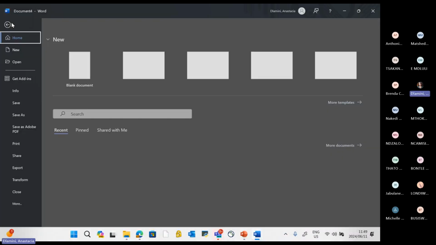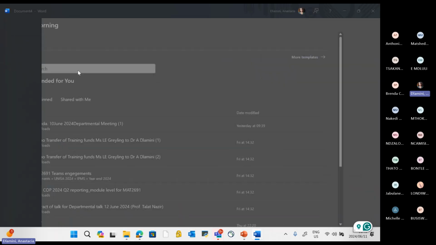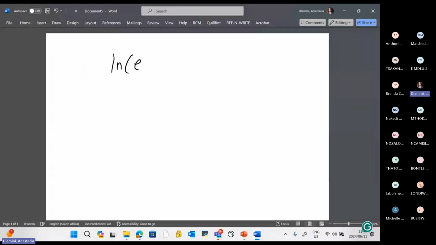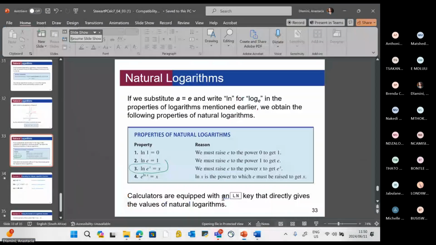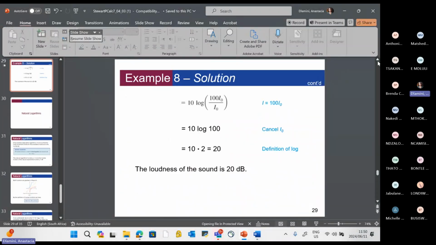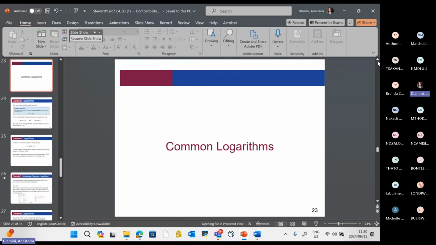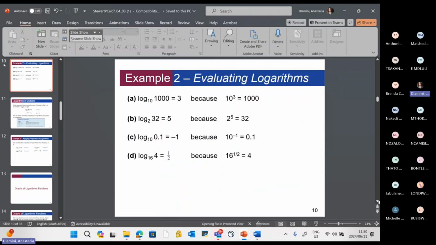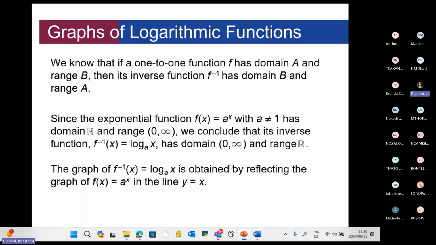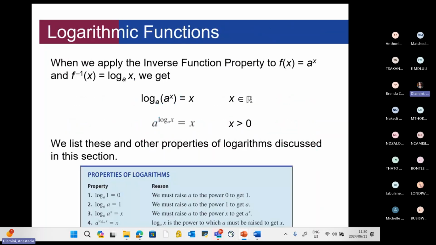Now, if we go back to our properties of log, we're saying that we have ln of e to the power of x equals ln of 3, right? Let me go back to the logarithmic properties. Do you see these properties, guys?